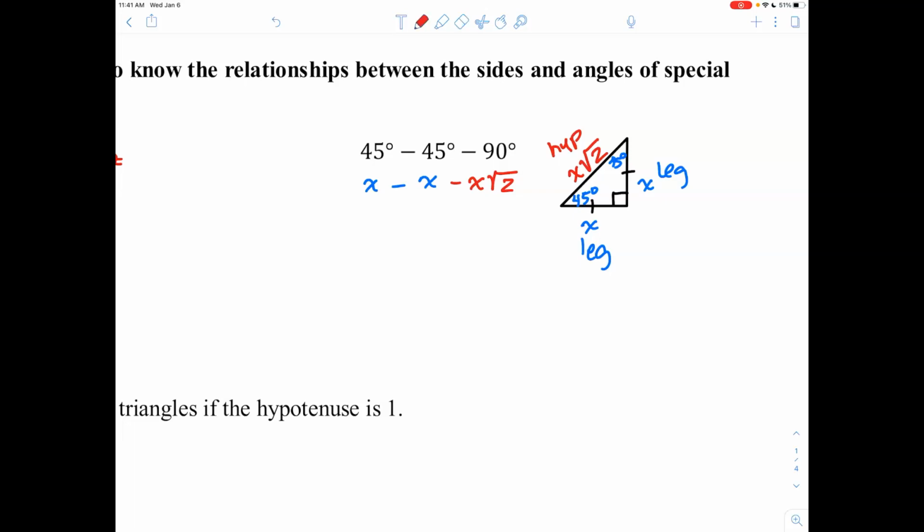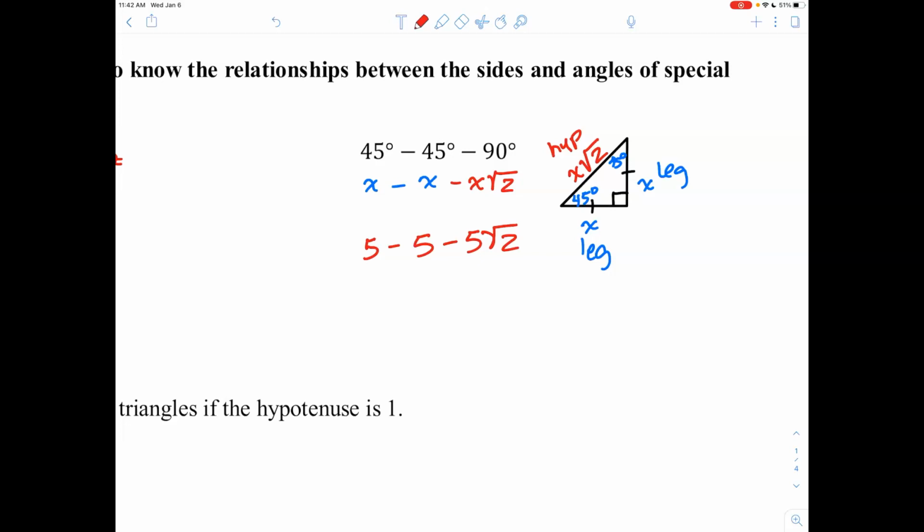So for example, if I say that one of the legs of a 45, 45, 90 was 5, then the other one's 5, and the hypotenuse would be 5 times the square root of 2. You could do that. All right, so it doesn't matter the size of the triangle, whether it's large or small. It's all about the angles. If it's a 45, 45, 90, then the 2 legs will always be the same measure, and the hypotenuse will always be that measure times the square root of 2.